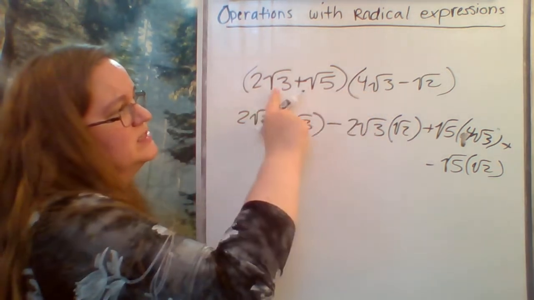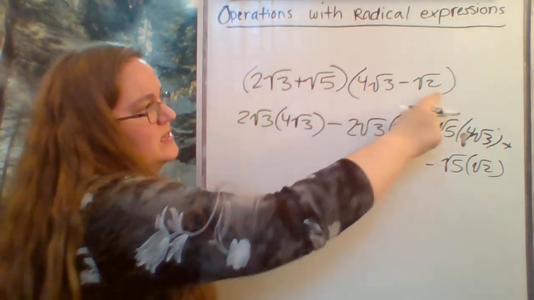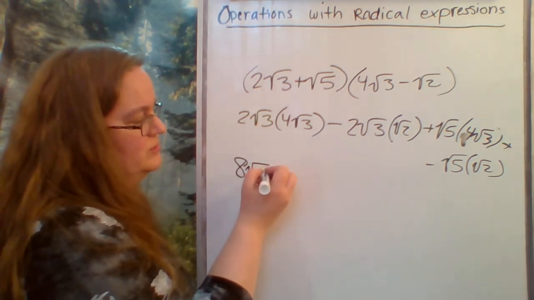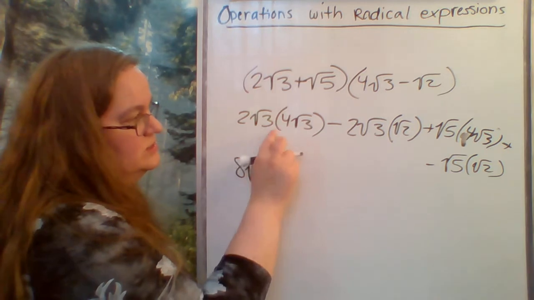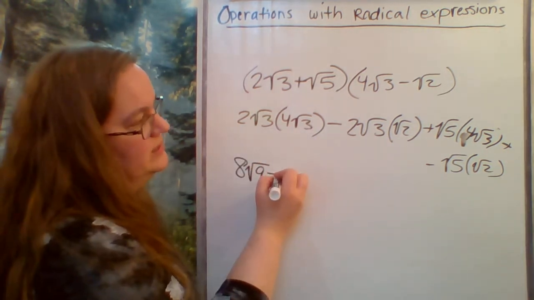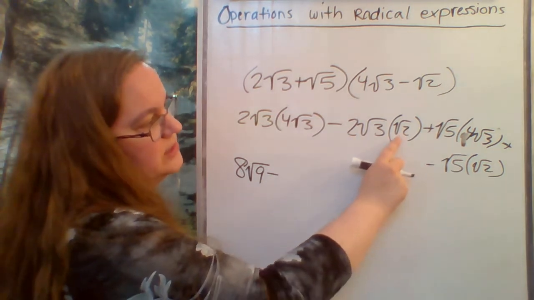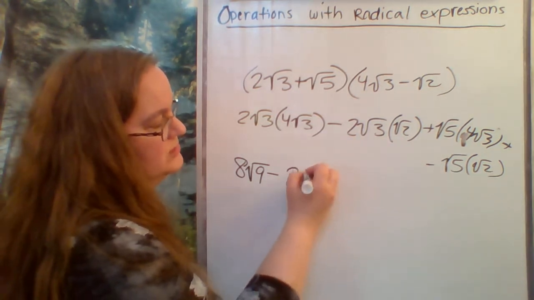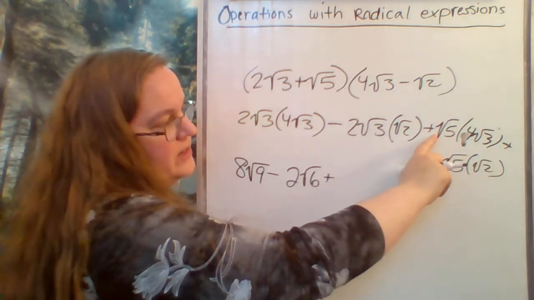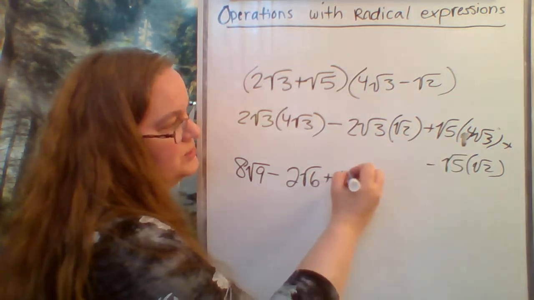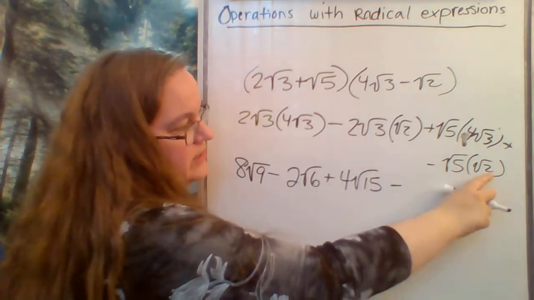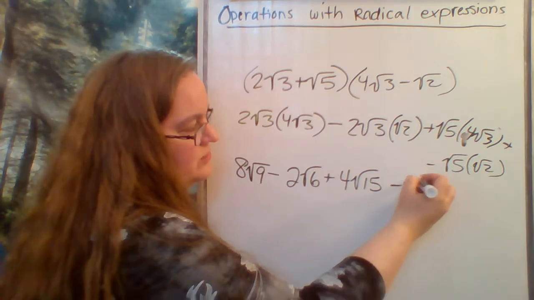It's this times this, this times this, this times this, this times this. So when you multiply this together, you get 8 times the square root of 9, because 3 times 3 is 9, and 2 times 4 is 8, minus 2 root 6, plus, okay, again, the 5, there's no coefficient, so it's 4 times 1, so it's 4 times the square root of 15, minus 5 times 2 is the square root of 10.